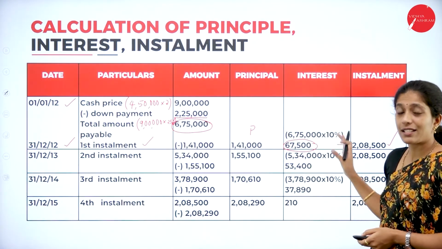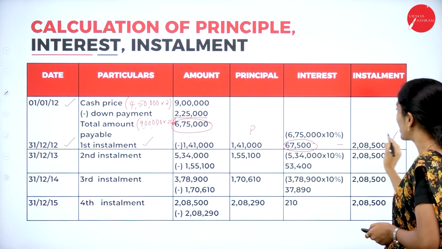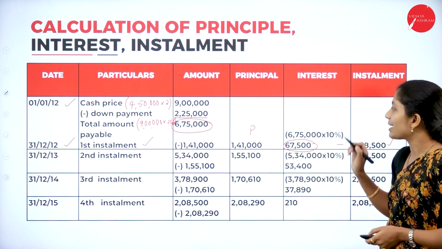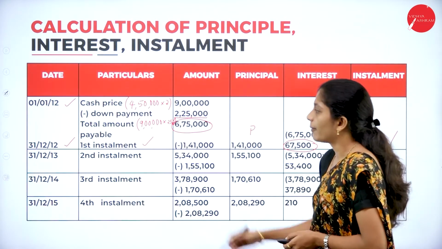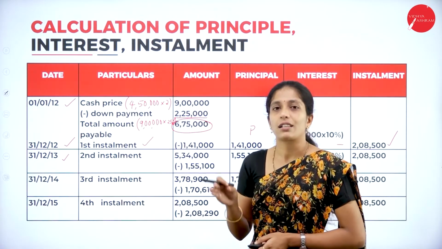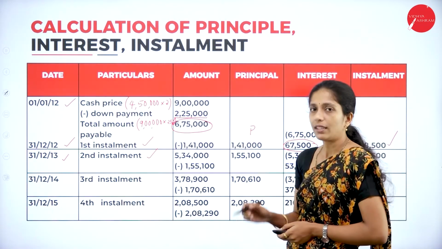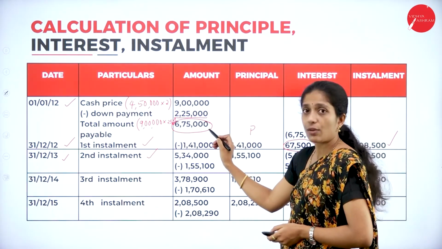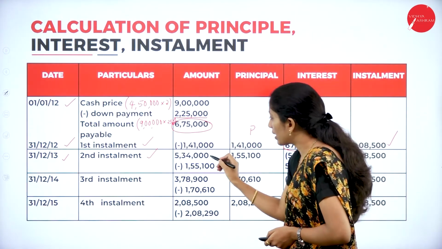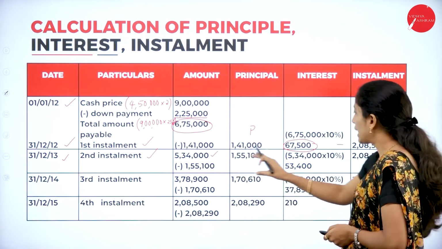Clear about the first year? Since the installment is directly given, if the principal is given then principal plus interest will get the installment. But they have directly given the installment, so installment minus interest will get the principal amount. Now come to the second year. The second installment is paid at the end of the second year, that is 31st December 2013. The amount payable in the first year was 6,75,000. We have paid 1,41,000 in the first year, so the remaining amount to be paid in the second year is 5,34,000.